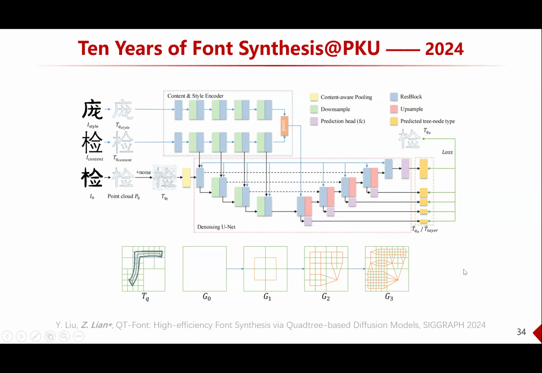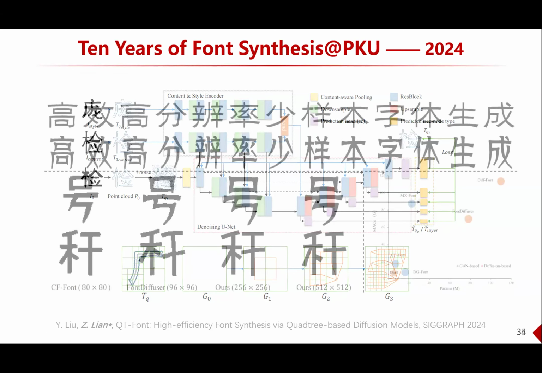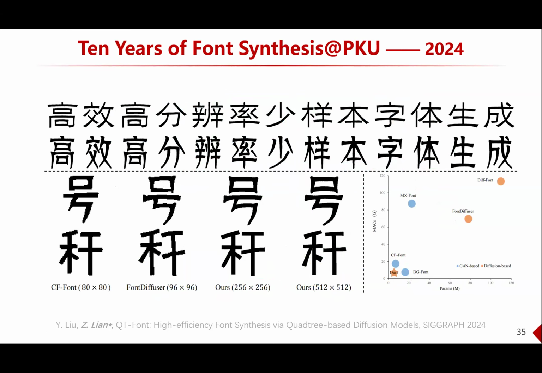And the key idea is to design a sparse quadtree-based glyph representation to reduce the complexity of the representation space. In this manner, our QT-Font, compared to the existing approaches, can generate high-resolution glyph images with superior quality and more visually pleasing details, while significantly reducing both parameter size and computational cost.